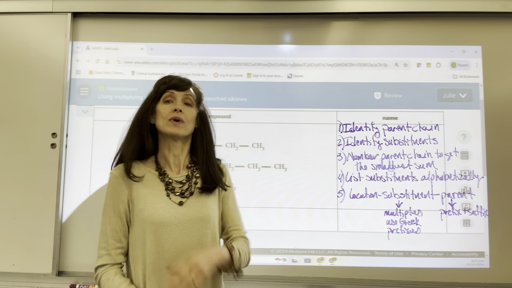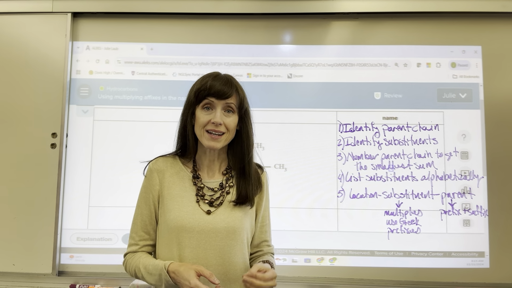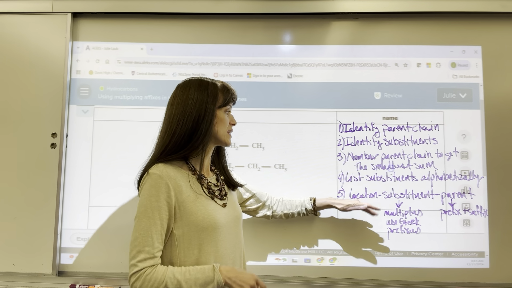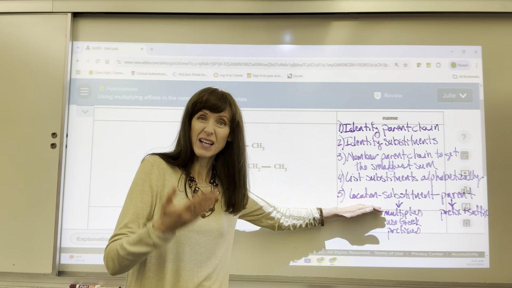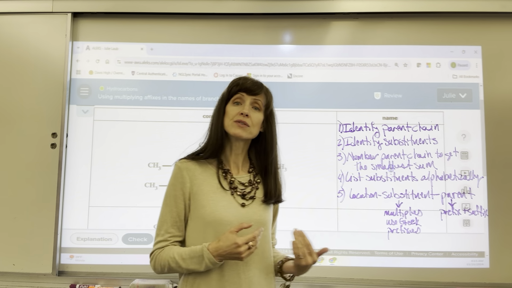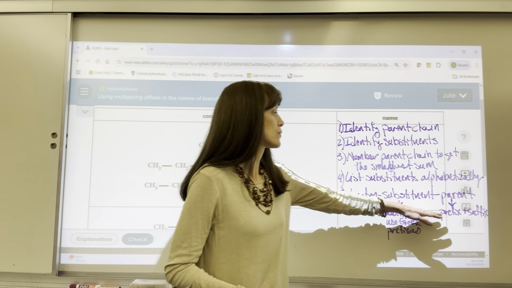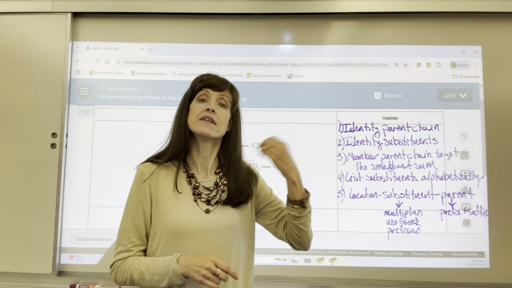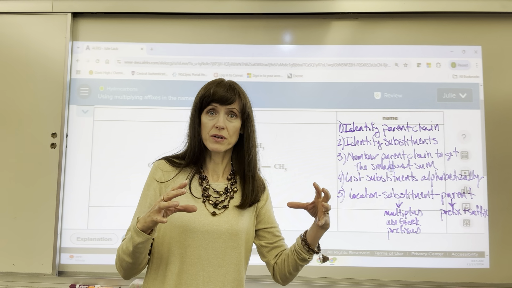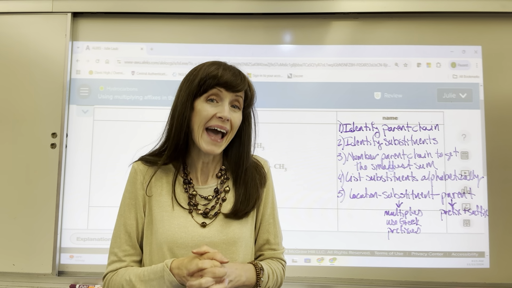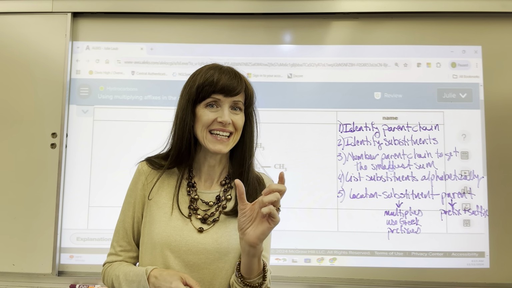Number 4, we list those substituents alphabetically. And then number 5, remember, here's our pattern. We always give the location of the substituent, like an address, then the substituent, and then our parent chain. And just a reminder, on the parent chain, this is going to be the prefix, how many carbons are in that parent chain, and the suffix, what types of bonds are in that parent chain. In this example, they're all single bonds, so they're alkanes. The ending is A-N-E, ane.